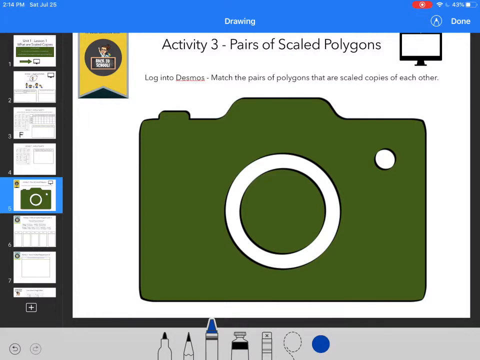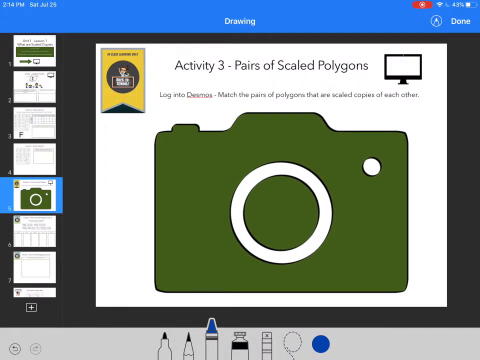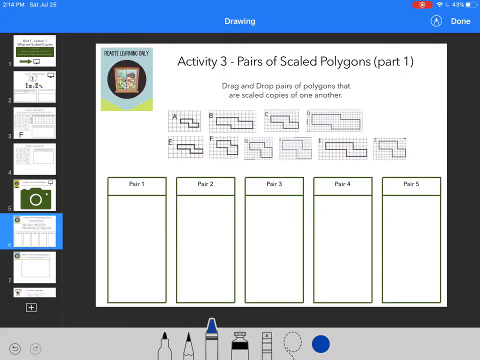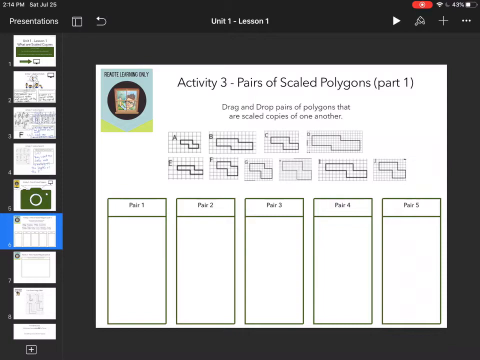Now this one has an interesting part because it says in class only activity. So if we were in class face to face, you would do this slide. But because you're not in class face to face, we're going to skip this slide and move on. And you're going to do the same activity again, but you're going to do a drag and drop instead. So I'm going to turn off my drawing tool and look at the directions. It says drag and drop pairs of polygons that are scaled copies of one another. So I want to drag and drop my scaled copies.